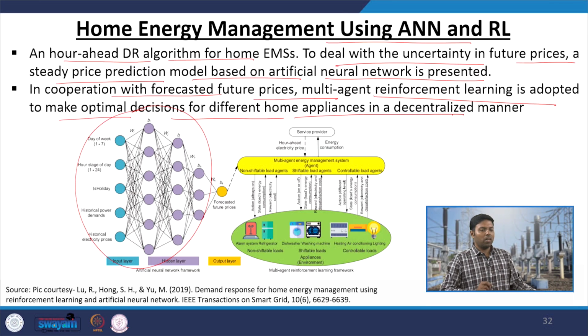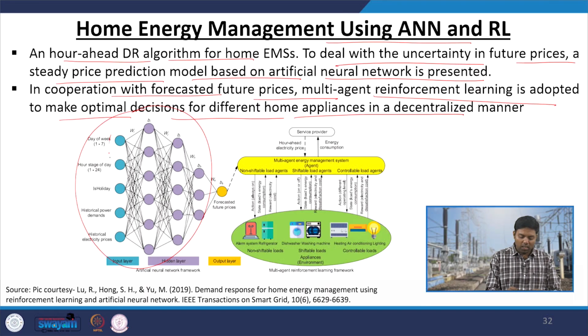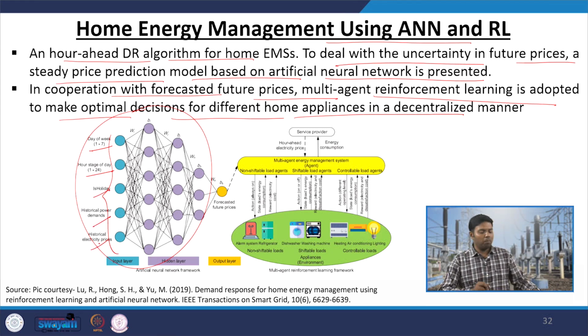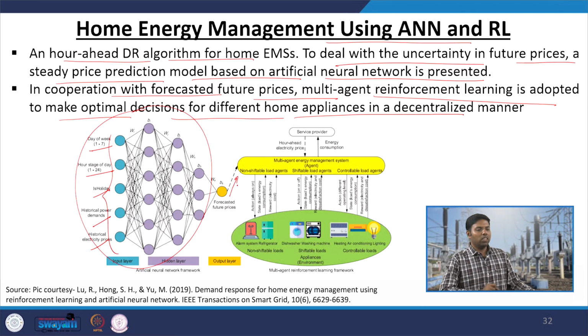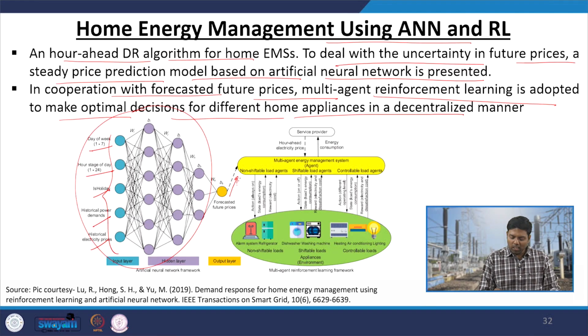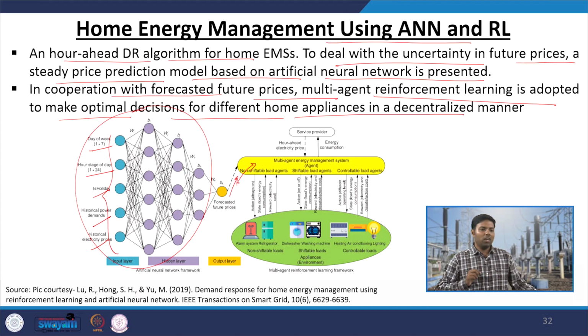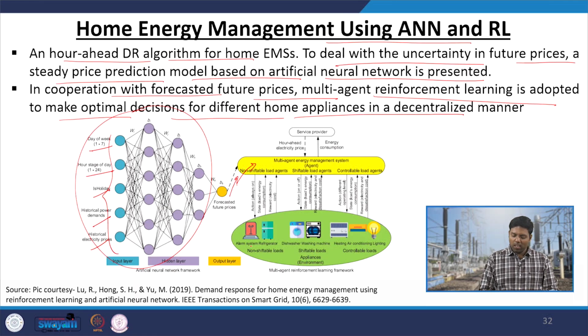and in a decentralized manner. That means, you first predict the prices with the help of day of the week, hour stage, is it a holiday, historical power demand and historical electricity price. Feed them to a neural network and you will get a forecasted energy price. Then you feed that data to your reinforcement learning algorithm, and that will tell you whether running equipment will give you a minimum cost or not.